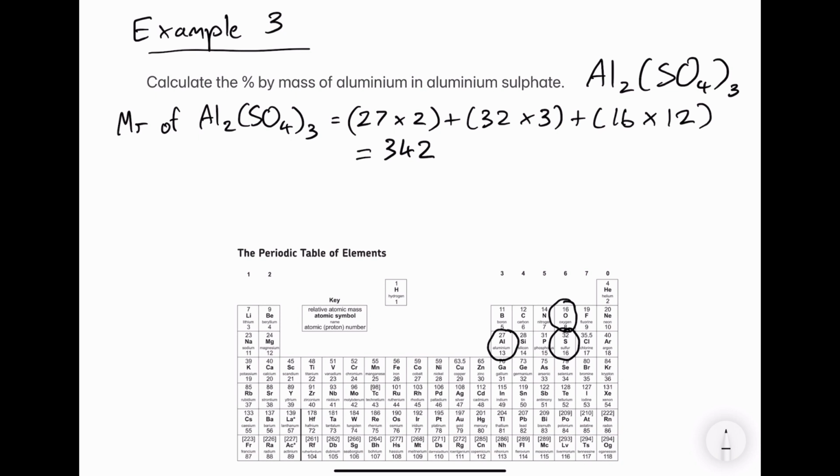Then we multiply the number of atoms of aluminium, which is 2, by the Ar of aluminium, which is 27. We divide this by the Mr of aluminium sulfate, which is 342. And then to turn into a percentage, we multiply the whole thing by 100. And this gives a percentage of 15.79. So by mass, aluminium sulfate is 15.79% aluminium.